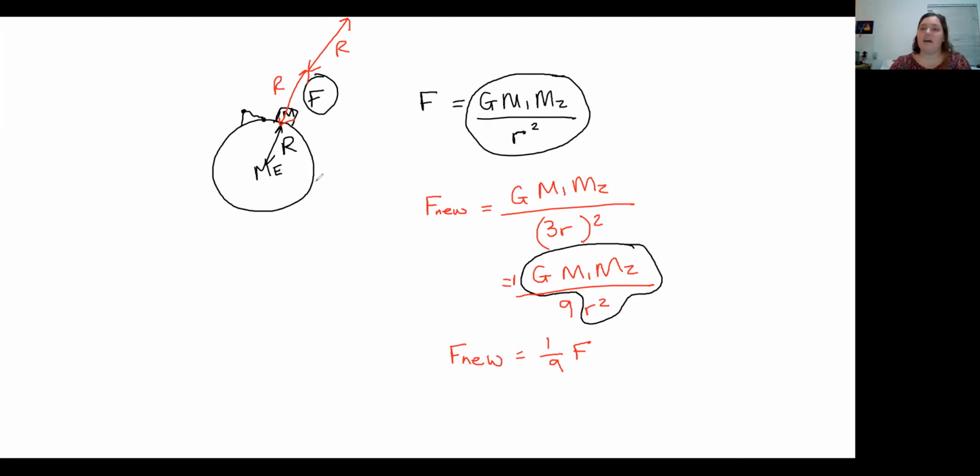All right, so that is the first thing that I need to make sure you all understand. The second thing that I want to talk to you all about is the idea of acceleration due to gravity, or gravitational acceleration.